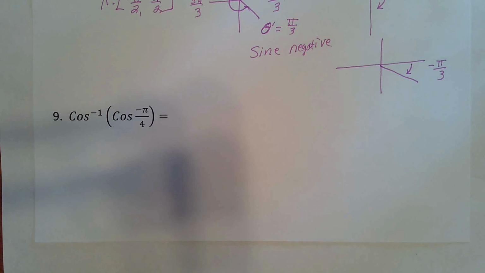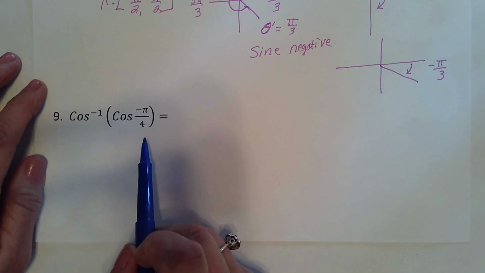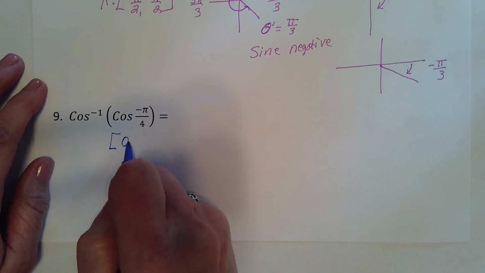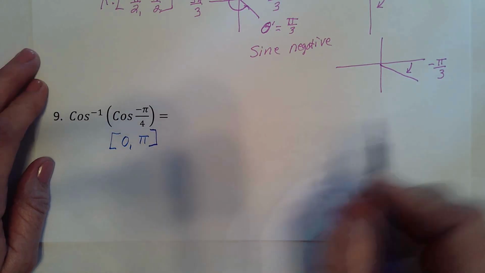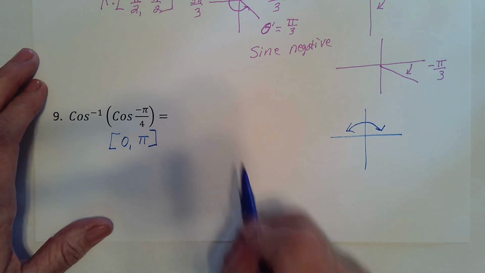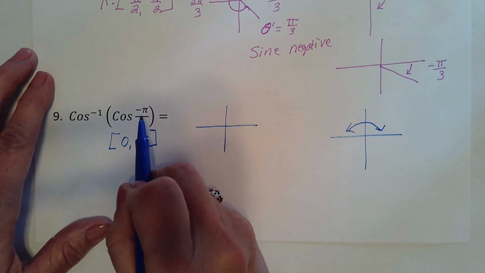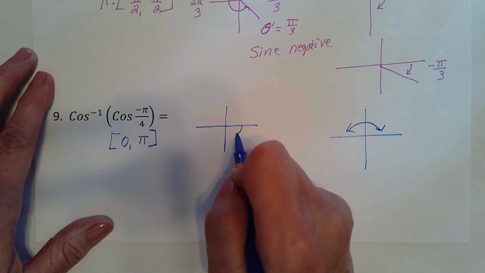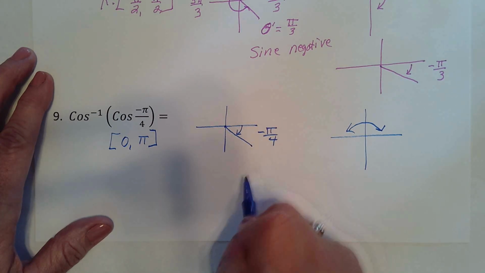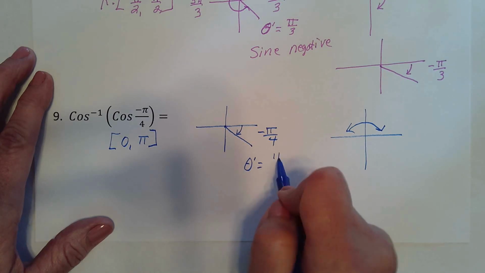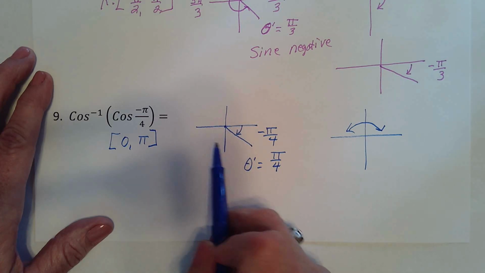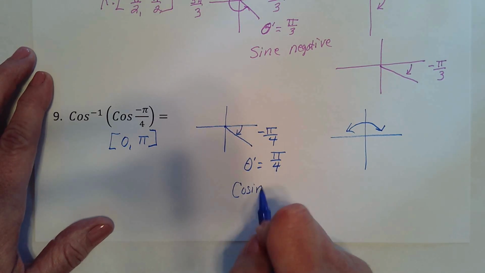Now let's look at the next one. Cosine inverse of cosine of negative pi over 4. For the angle to be inside the domain, it must fall between 0 and pi. That is in the first and the second quadrants. If I draw a negative pi over 4, I'm going clockwise, halfway in between that quadrant. My reference angle would be pi over 4, and in this quadrant, cosine is, all students take classes, cosine is positive.